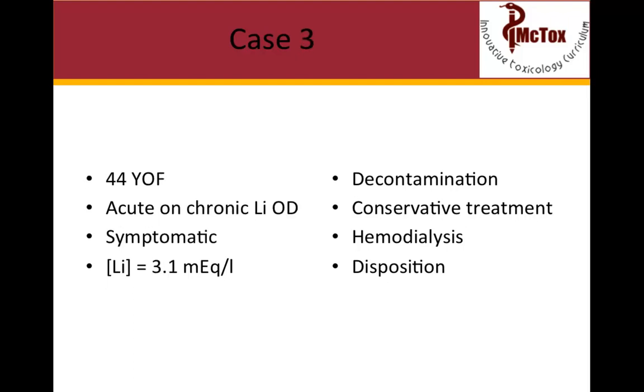For our last patient, she seemed to fit into an acute on chronic lithium overdose. She was clearly symptomatic with seizures, tremor, and agitation, and her lithium level was also elevated at 3.1. Given the acute component of her overdose, she would also benefit from whole bowel irrigation. We can also start her on IV fluids, which may be of some benefit, but she's primarily going to require hemodialysis to treat her lithium overdose.